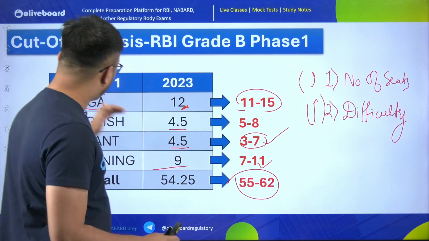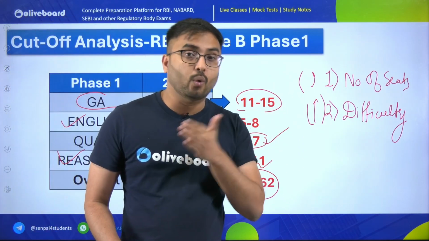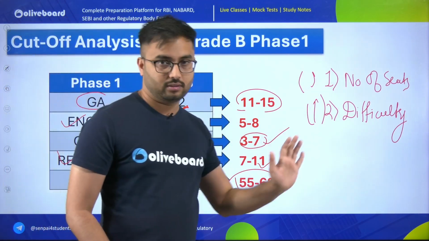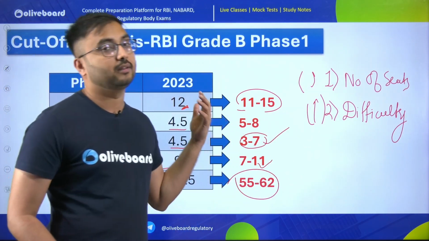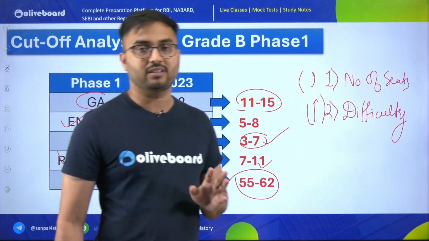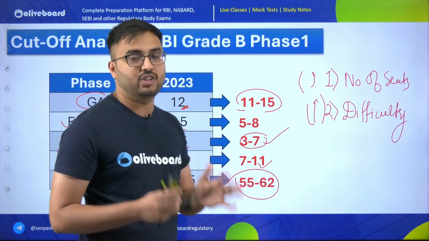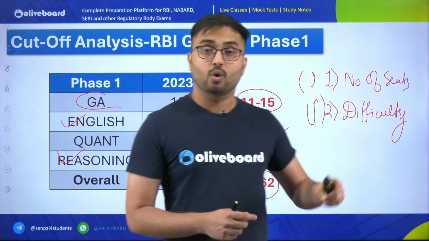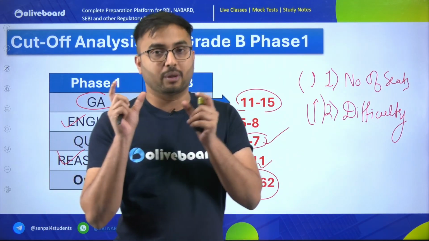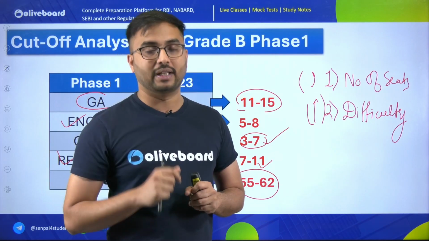Now for GA and especially your quant, the cutoff will definitely be on the lower side of the margin, and for your English and reasoning, the cutoff could be on the higher side of the margin. Lower side because the sections were tough. For the overall cutoff, it should be between 55 to 62 marks, and that's the overall cutoff prediction we have made, so that you get enough margins. We are not saying that the cutoff will be in this range only. This is just a guideline, so that you have some numbers with you to analyze your performance in your phase 1 examination.